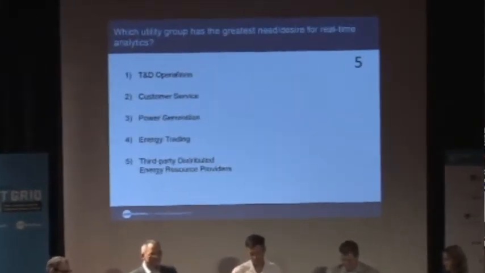So the T&D, transmission, distribution, operations folks, the customer service group, the power generation group, energy trading, or this third-party distributed energy resource provider, so something like a Solar City or someone that's outside the utility but is acting to some extent like a utility, providing energy services. So among those, so there's 5 choices here, and let's begin the voting. Hold on till you see the number 9. There you go. All right, so cast your vote. The last vote you cast is the one that will count.